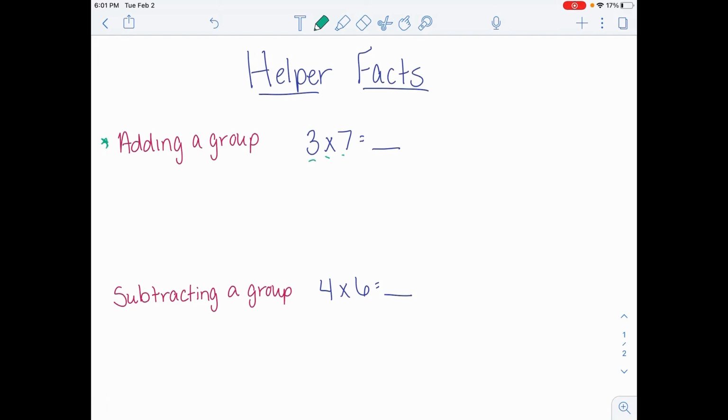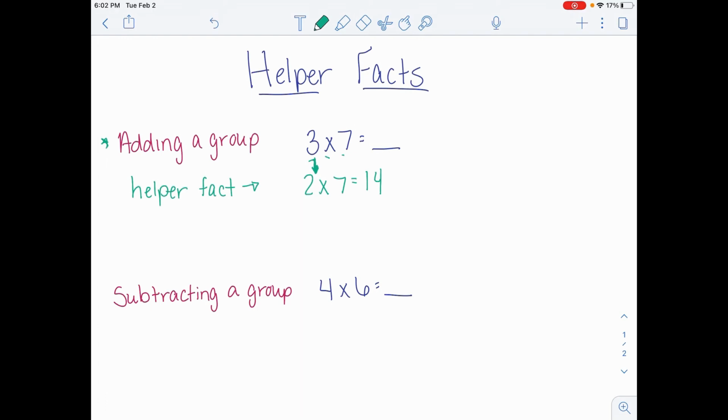Now, let's say I do not know this answer. A helper fact that I could use would be something that's really close, but not quite the same. So let me think. I don't know 3 times 7, but you know what? I do know how to count by twos, and I know that 2 times 7 is 14. So if you look, all I did here was change one of the factors in my multiplication problem. So I changed my 3 to a 2.